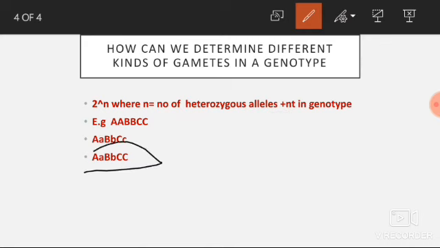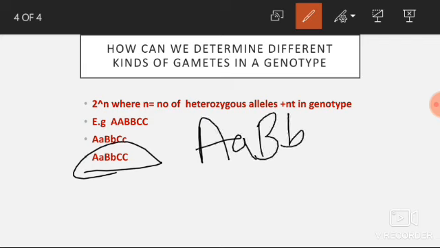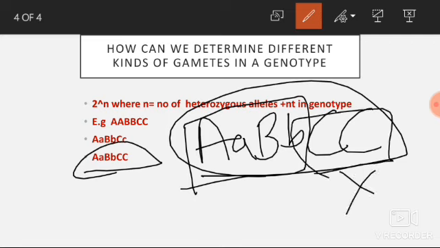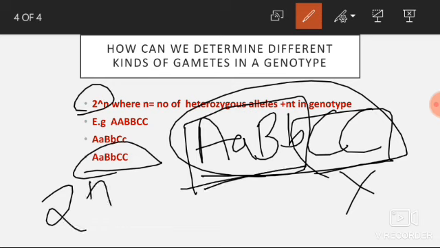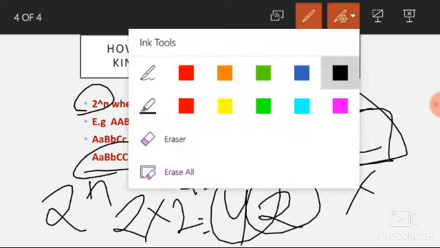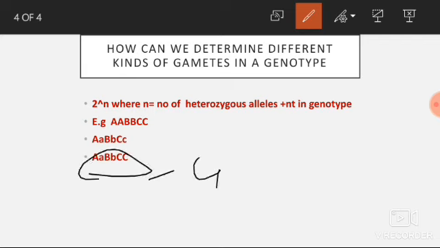Now in the last, third case: capital A, small a, capital B, small b, capital C, capital C. In this case only heterozygous alleles will be taken into consideration. Homozygous alleles will not be counted in this formula. So 2 to the power n, where 2 alleles are heterozygous in nature, so 2 multiplied by 2 is 4. 4 gametes will be formed in this case.